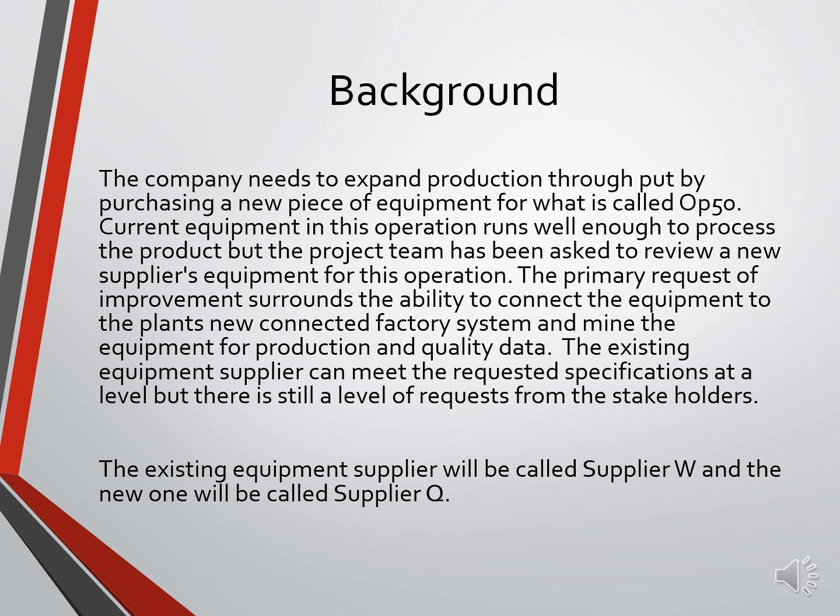Supplier W can handle this request, but there are some overall limitations that the supplier is not willing to change within the scope of the project. With this new project, the team has decided to also review equipment from supplier Q to see if their application may fit the targets of the project.